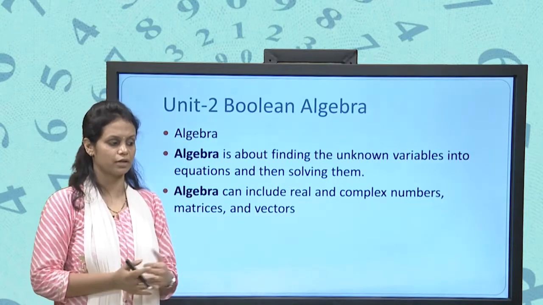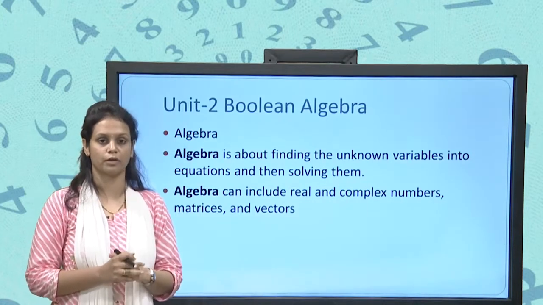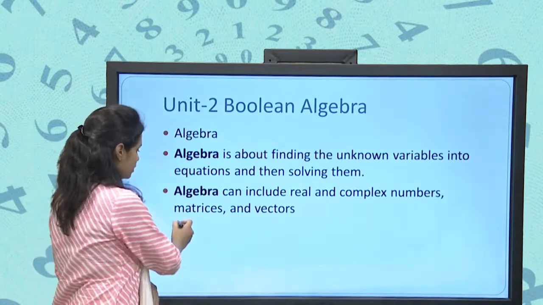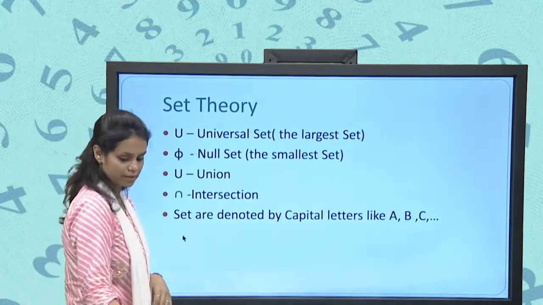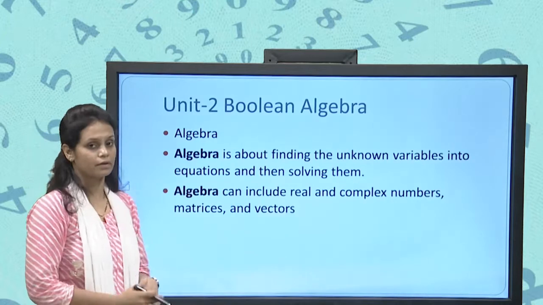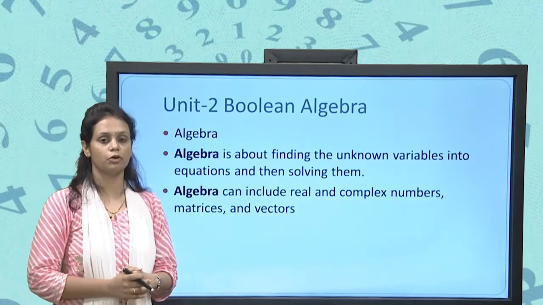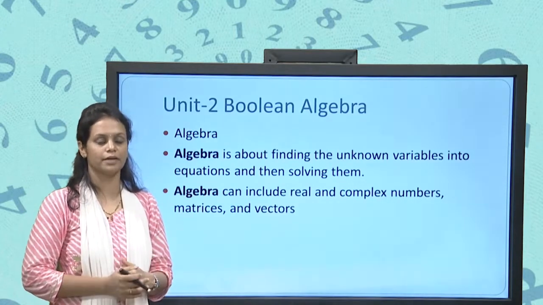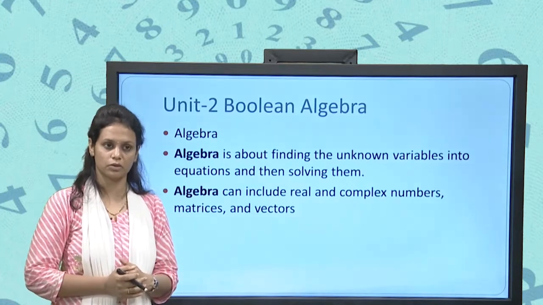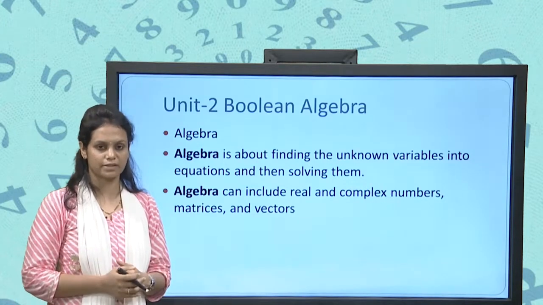Suppose we are having one equation, that is x square minus 4 equal to 0, and suppose we want to find the value of x from that equation x square minus 4 equal to 0. This we can say is the normal algebra.